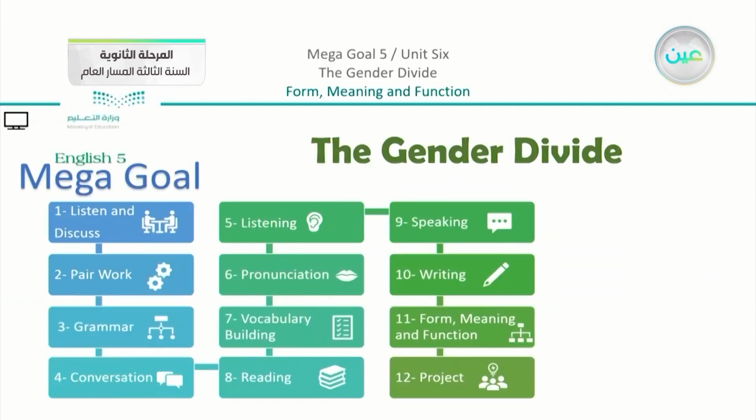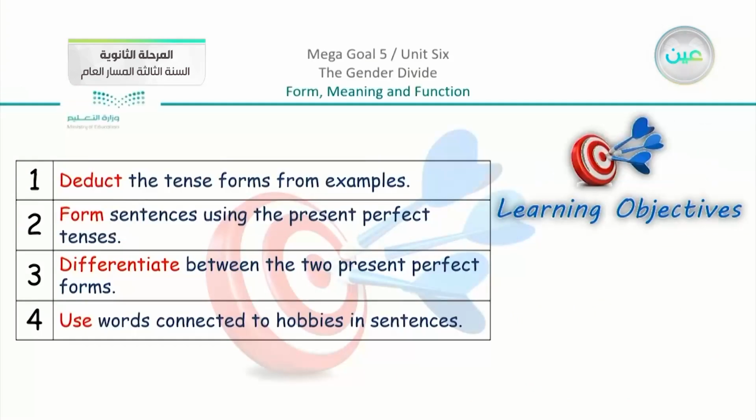Now we are starting our lesson, which is the form, meaning, and function lesson. Our objectives are to deduce the tense forms from examples, form sentences using the present perfect tense, differentiate between the two present perfect forms, and use words connected to hobbies in sentences.